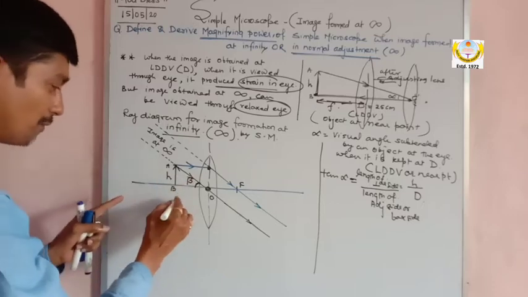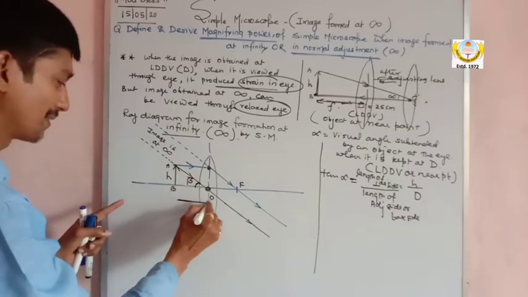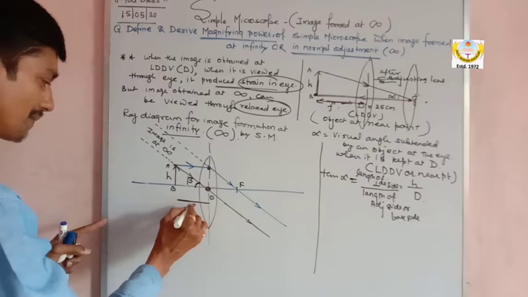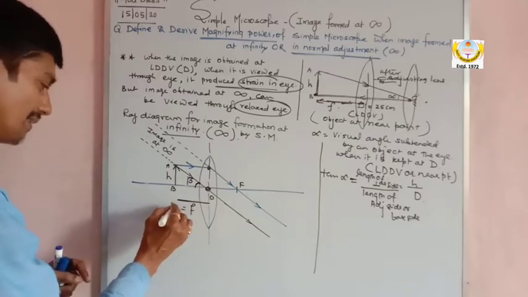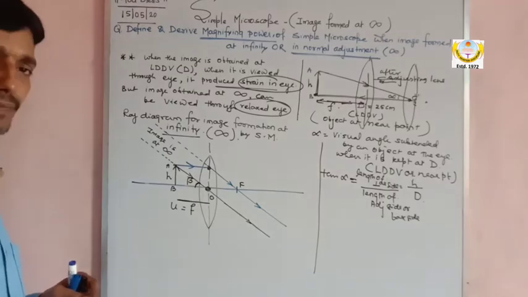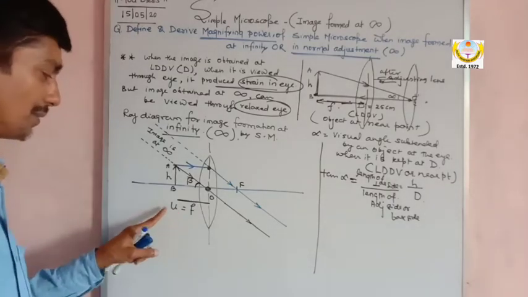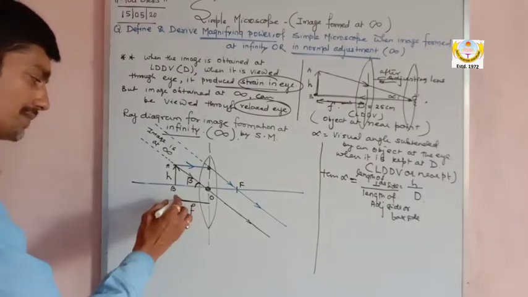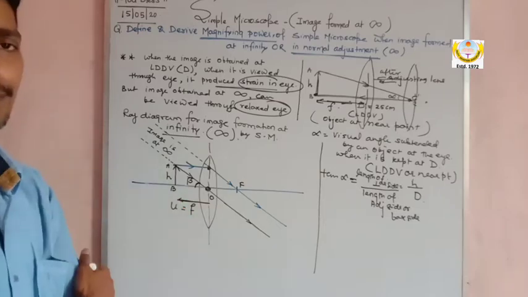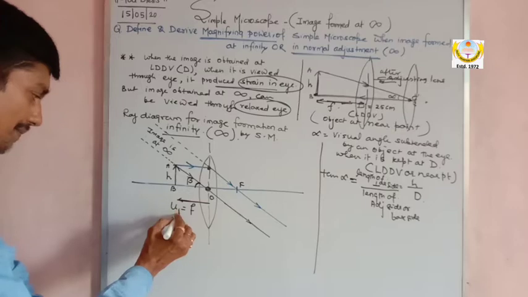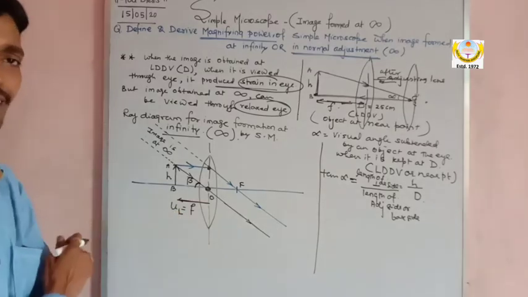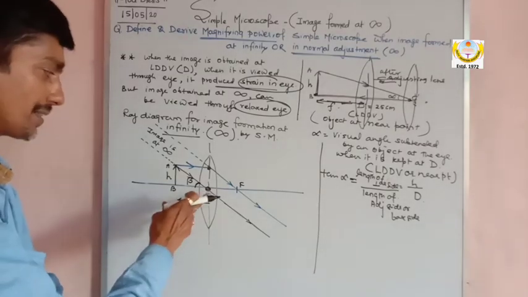It comes to the focus, and that I will take as distance u. u for lens. Here I am writing u_L. u_L मतलब object distance for lens.